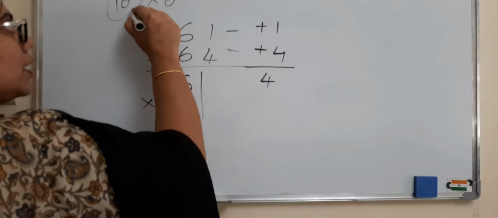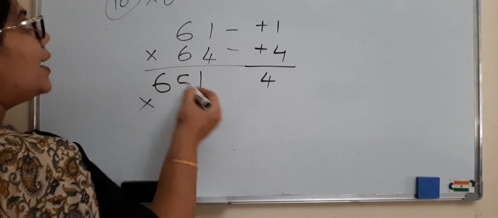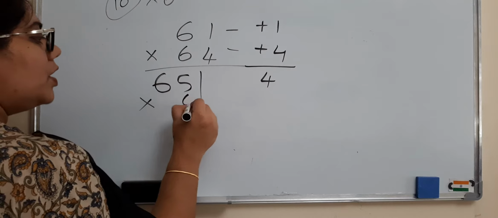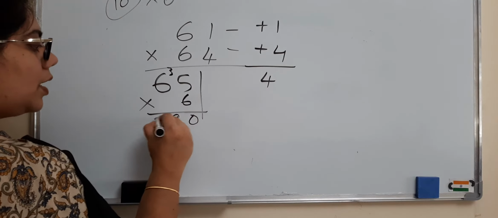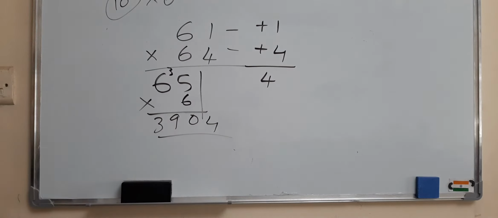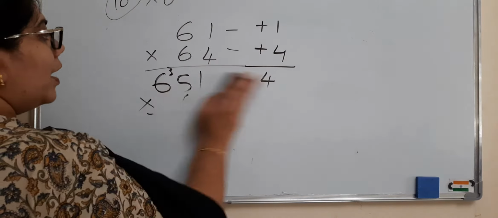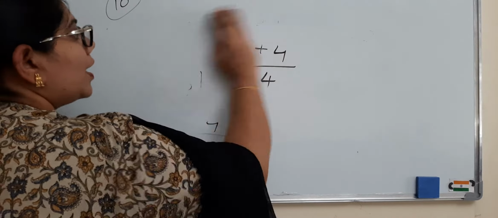Then here, 10 into 6 is 60, so here also 65 into 6. So 5 into 6 is 30. 6 into 6 is 36, plus 3, 39. So 3904 will be our answer. That is what we did first, right? Okay. Now let me move on to another question.